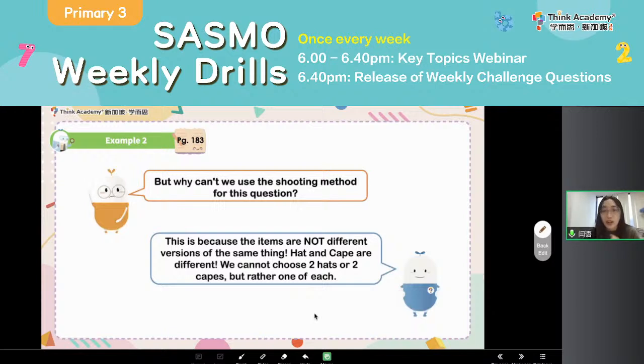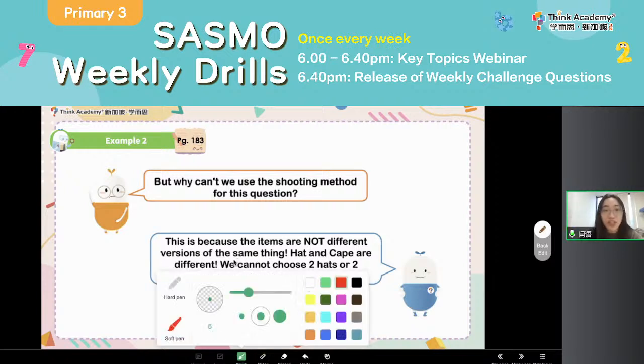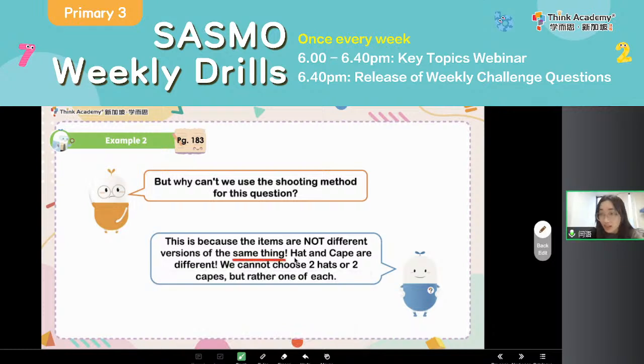And also here, look at the conversation. Let's confirm more about this part. Why can't we use the shooting method for this question? Because the items are not different versions of the same thing, right? Hat and the cape are different. We cannot choose 2 hats or 2 capes, but rather one of each.